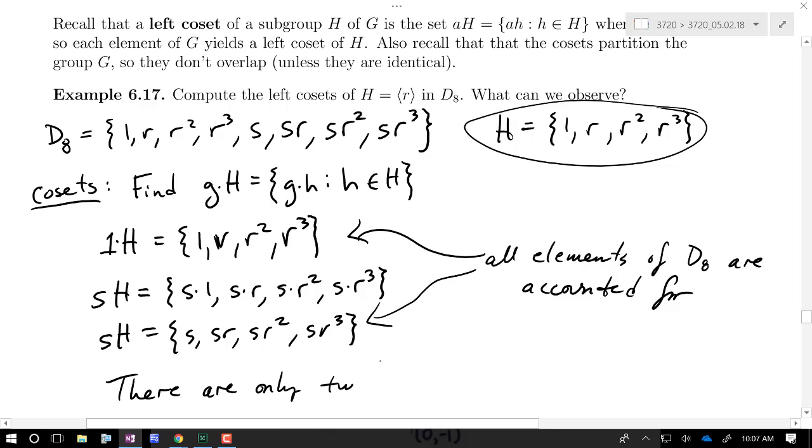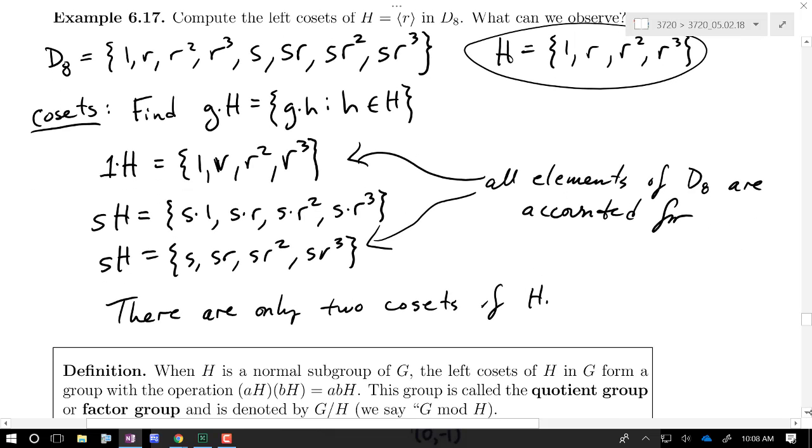The coset depends on the subgroup that you're working with. Now, this subgroup that we found happens to be a normal subgroup. In fact, we spent quite a bit of time at the end of class on Wednesday showing that this was a normal subgroup.